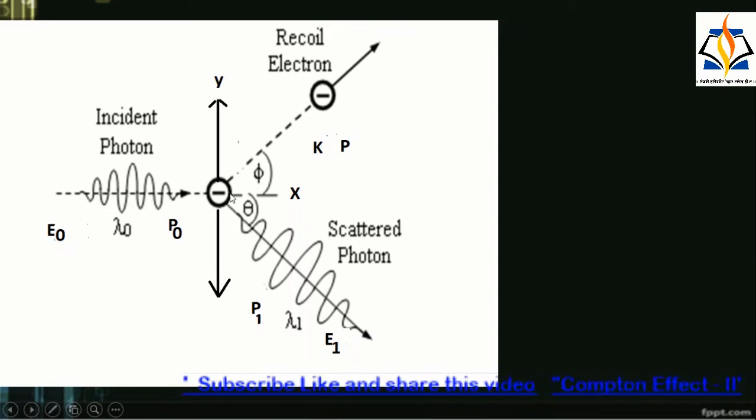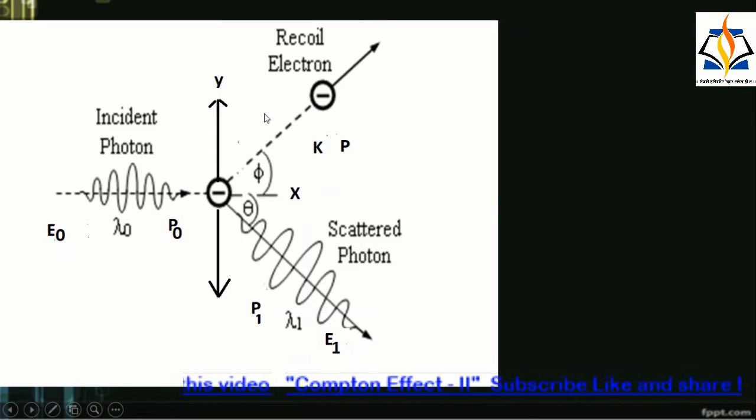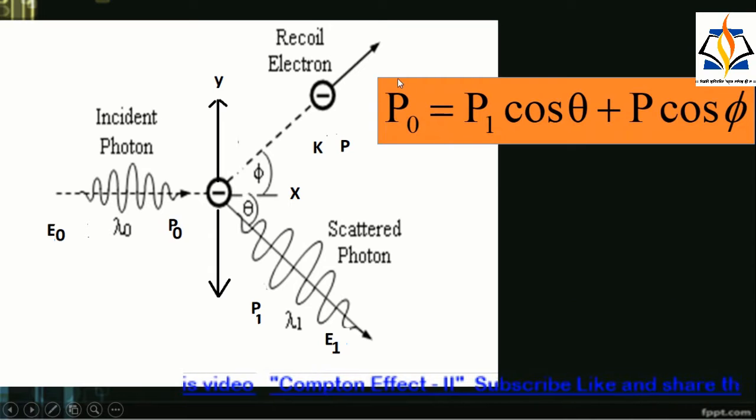Now the scattered electron makes an angle phi with the direction of incident photon, and scattered photon makes an angle theta with the direction of incident photon. Now the momentum has a component along x-axis and a component along y-axis. So let us see the component along x-axis. This is the momentum before collision, that is P0, and after collision the component along x-axis is P1 cos theta plus P cos phi.